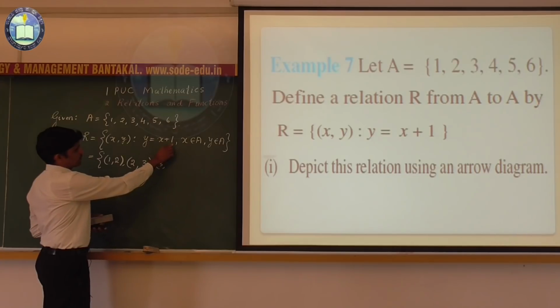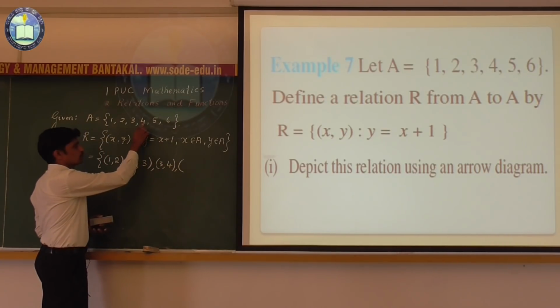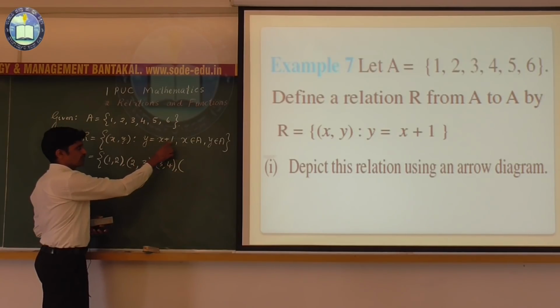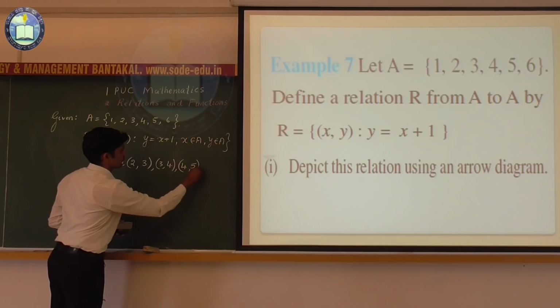Then 3 plus 1, 4 is equal to y. Y value is equal to 4. Let us give x is equal to 4. Then y is equal to 4 plus 1. So when x is equal to 4, y is equal to 5.